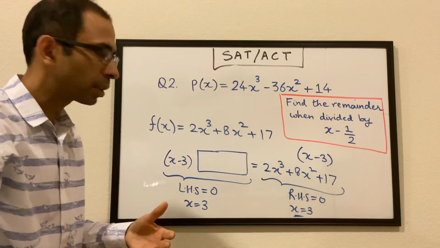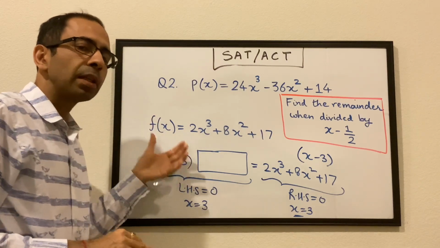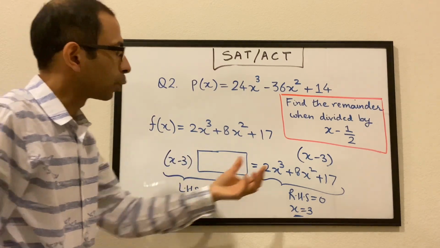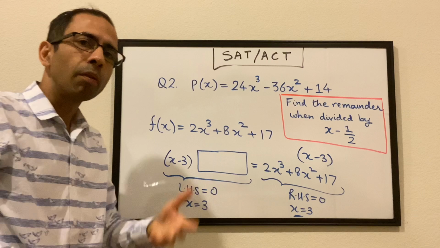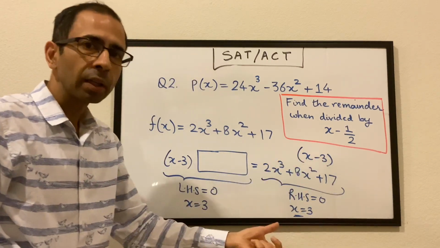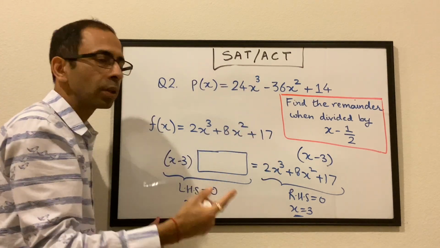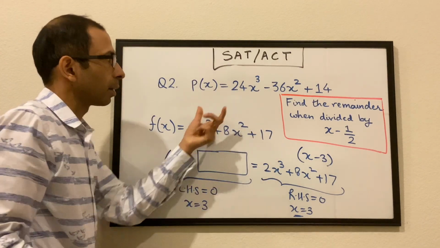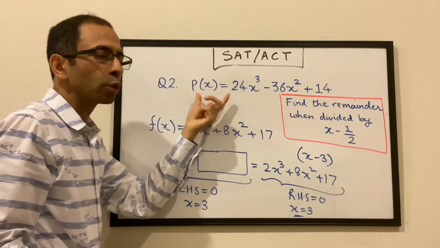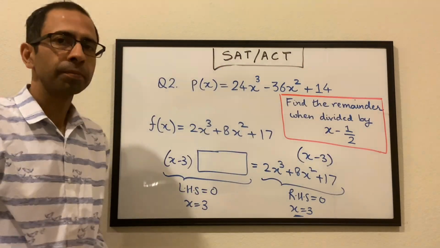In other words, whatever will be the value of f(3), that will serve as the remainder. Now if x minus 3 is a factor, obviously the remainder is 0 and hence we are getting 0. But if it is not a full divisor, we will get some other value like the way we got in the previous question here, where we got the value of 8. So 8 is the remainder when we divide p(x) by x minus half.